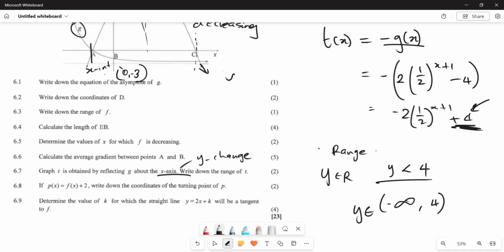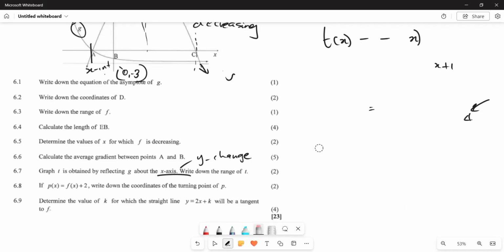And now, let's move to our 6.8 and see what it is that you are required to do. All right. Now, the 6.8. What we are given here, they say if P of X is f of X plus 2, write down the coordinates of the turning point of P. Look, this one is going to be very much straightforward, right? For 6.8, now if you are shifting this graph, look, now this is going to be the new graph of P of X.